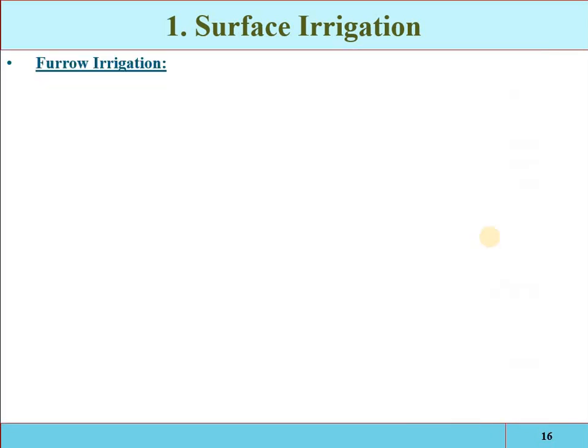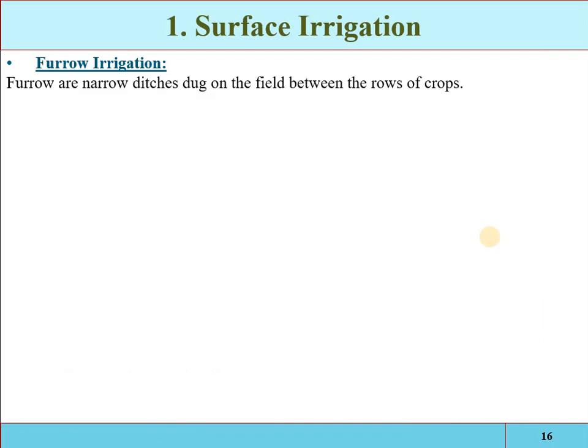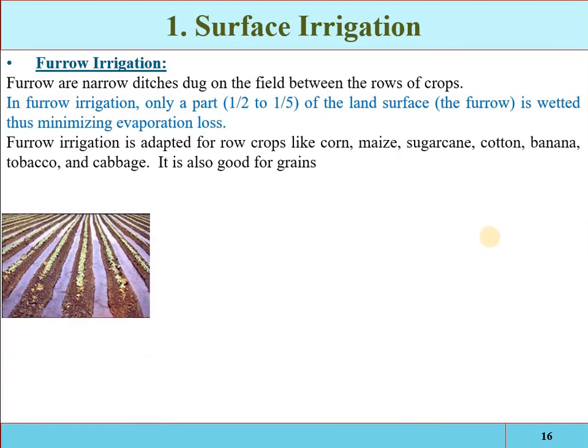Second type of controlled surface irrigation is furrow irrigation. Furrows are narrow ditches dug on the field between the rows of crops. Here you can see these are the rows, these are the ditches, these are the dikes on which the crops are planted. Remember that furrow irrigation is recommended for crops which are sensitive to flooded water, which can be damaged by direct contact with the irrigation water.